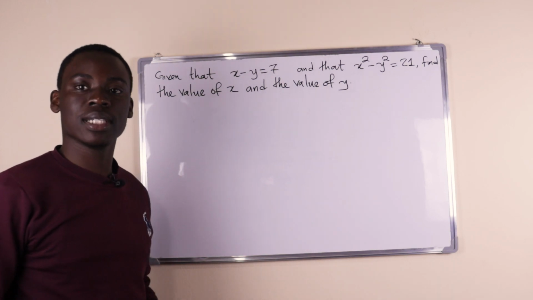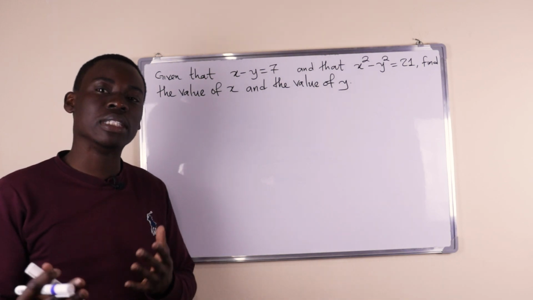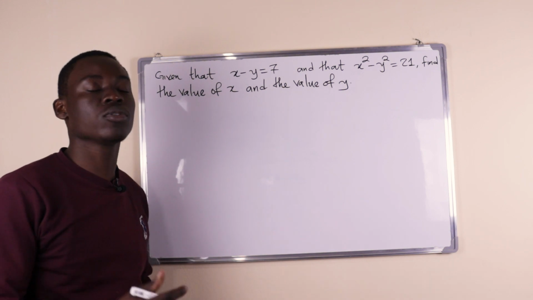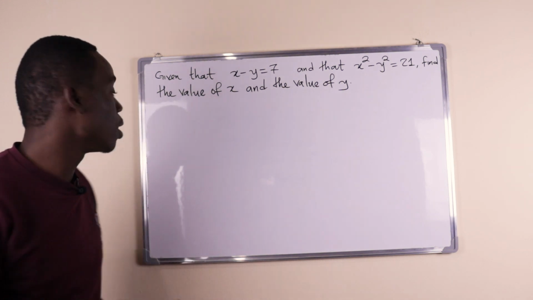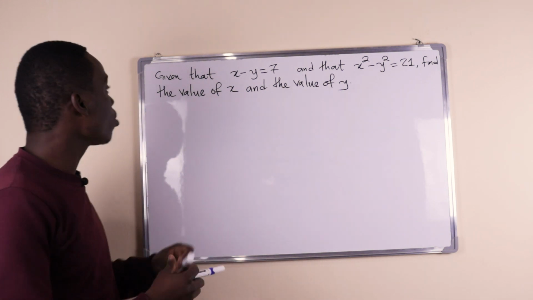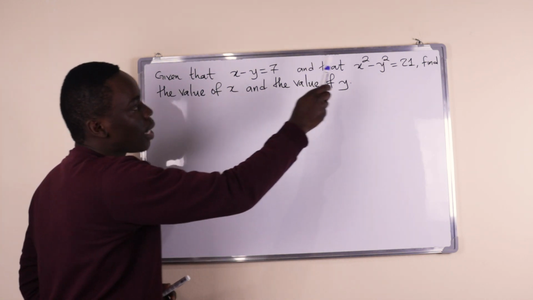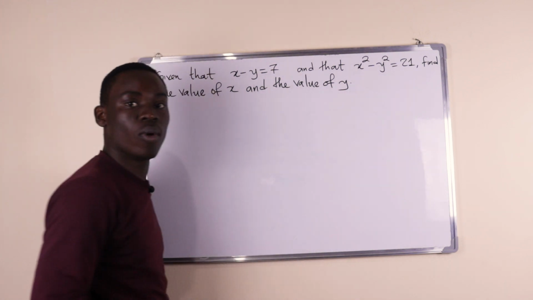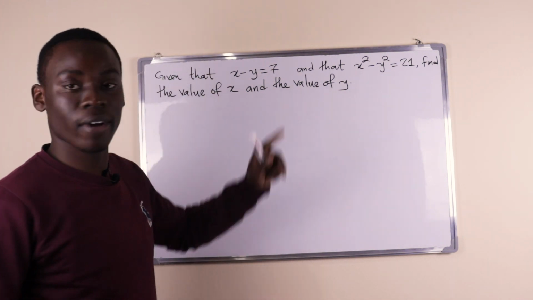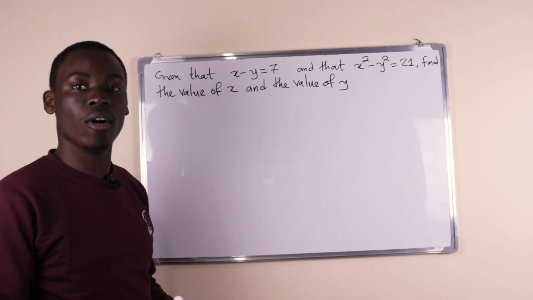Here's another question under simultaneous equations, which is a little bit different from the normal way of solving it. Of course, you can use the normal way of solving it, but it will be a little bit longer. So this question says, given that x minus y is equal to 7 and that x squared minus y squared is equal to 21, find the value of x and the value of y. So there can be a quicker way of solving it.